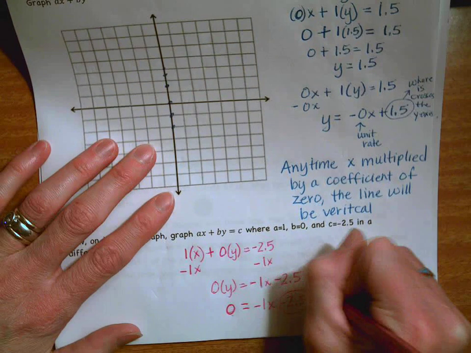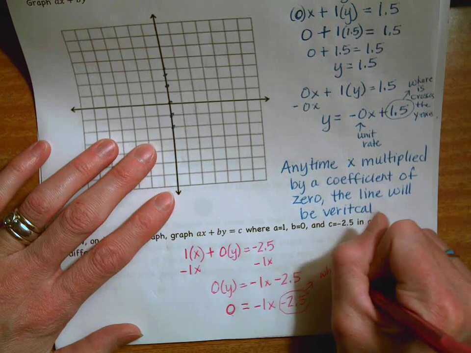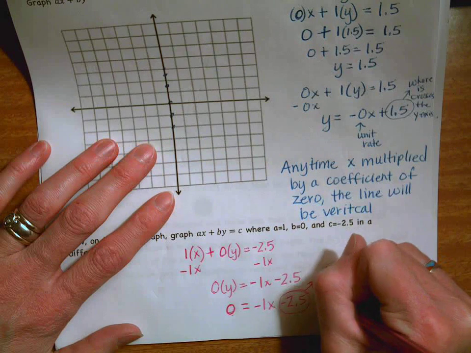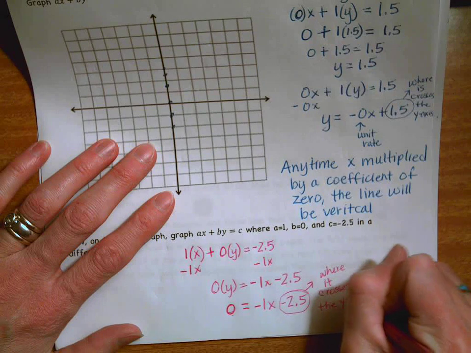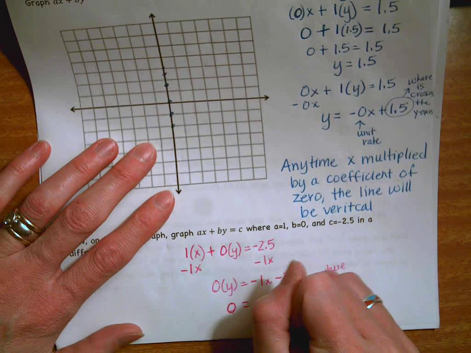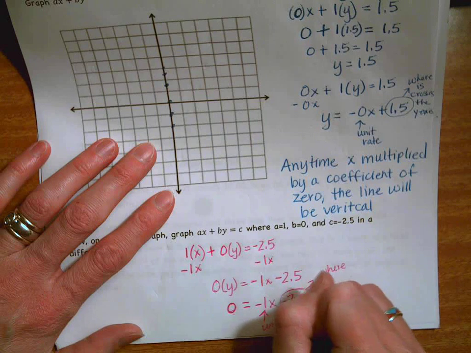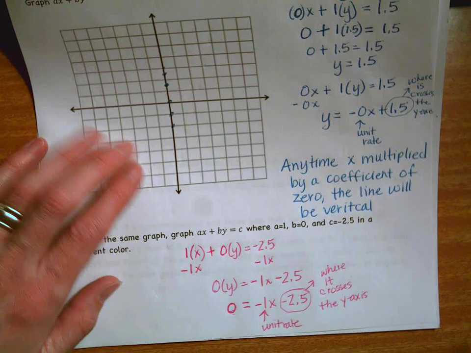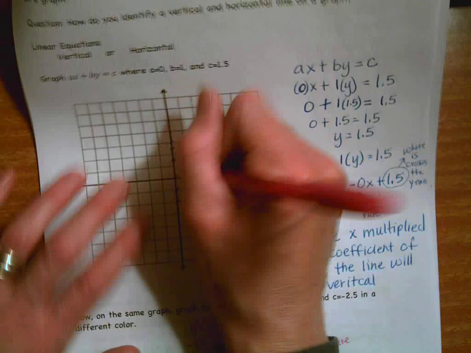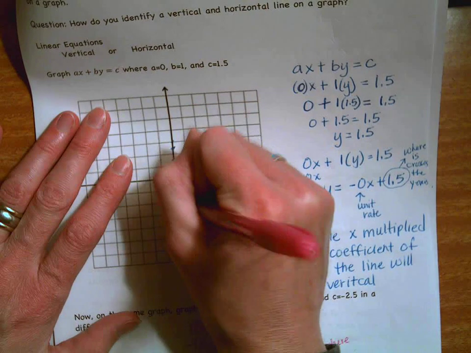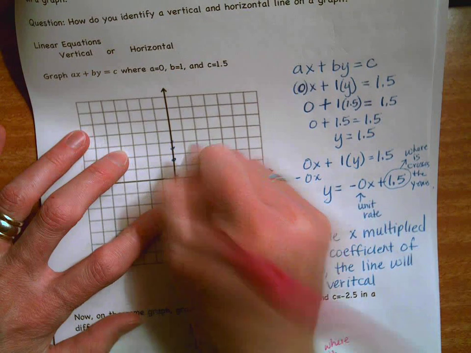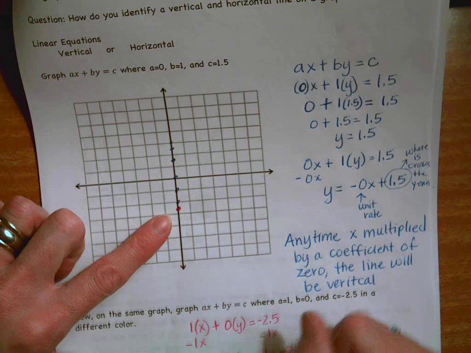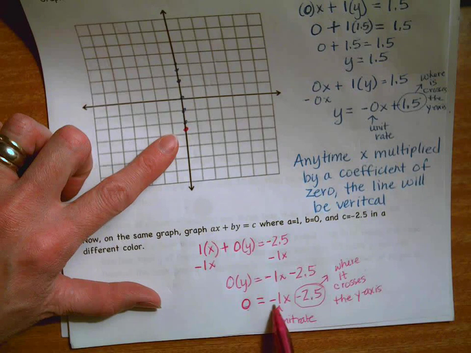Remember, this right here tells us where it crosses the y-axis, right? This tells us the unit rate, how it changes. Okay, and so then we would graph that. So we're going to go down 2.5, so 1, 2.5, and that's our starting point, right there. Then it says we are supposed to look at the unit rate. What does it say? Negative 1.